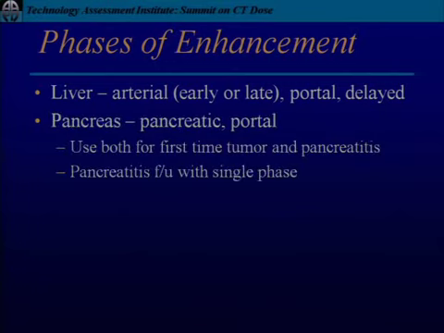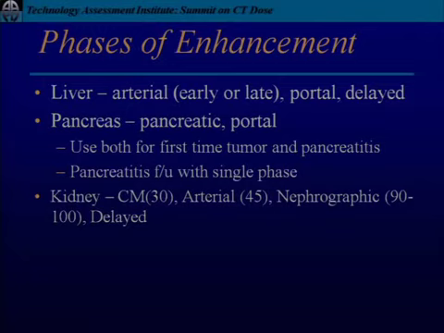For the pancreas, we use a pancreatic phase because this will help us to detect the tumors. The portal phase is used to help us stage the disease and look at the surrounding veins. We use both for first-time tumor detection as well as pancreatitis, but we usually follow up patients with just a single phase. The kidney, there's a lot of phases.